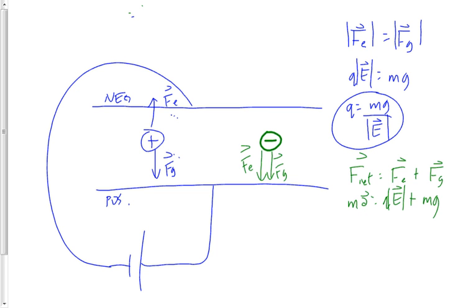Fg is going to be negative all the time. Fe is going to be negative here, but it's going to be positive here because it's downward here and upward there. So this one can either be positive or negative depending upon the situation. Make sense?